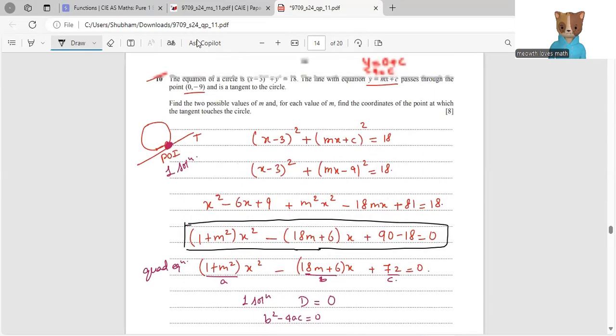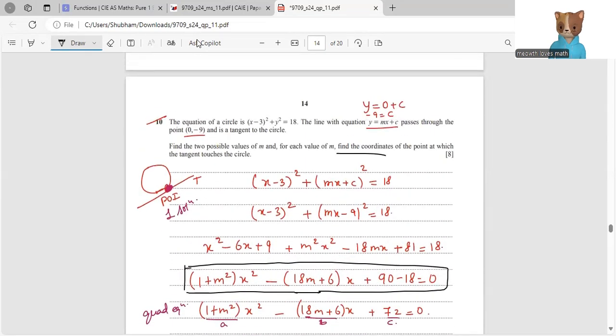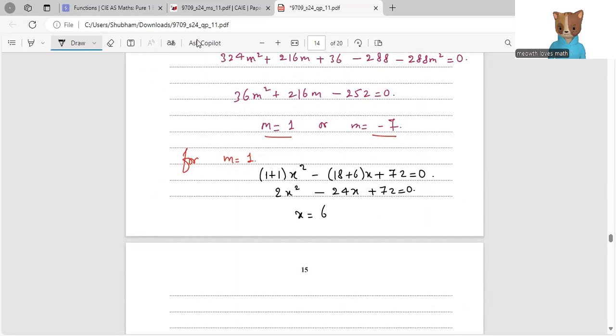So now we need to find the coordinates. That is what they have asked. Find the coordinates of the point at which the tangent touches the circle. So what is y value over here? What is the equation of the tangent? y equal to mx minus 9, right? This is the equation for the tangent. So now we'll find the y value, y equal to mx minus 9. Now m is equal to 1. So y equal to 1 times 6 minus 9, which is equal to negative 3. So therefore the point is 6 comma minus 3. This is the first point.